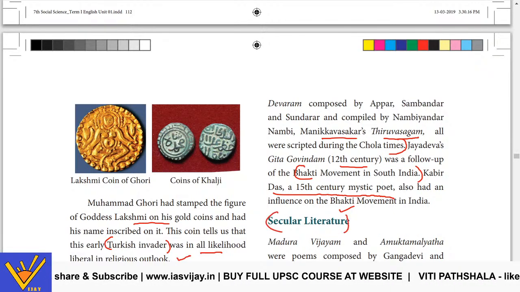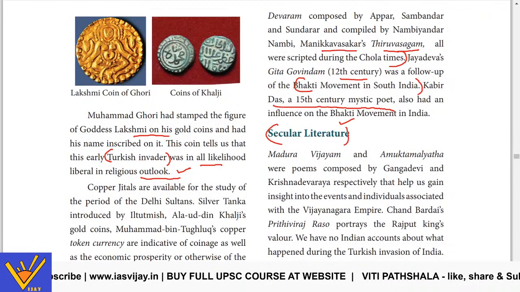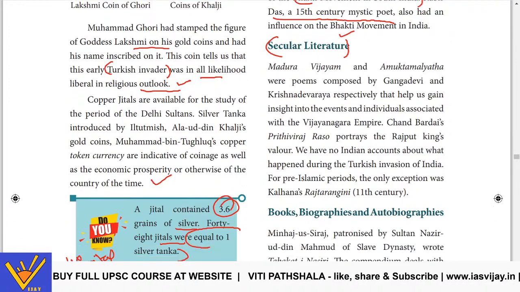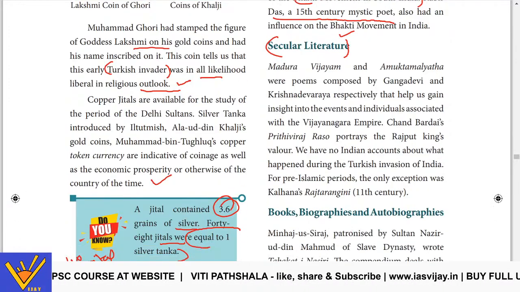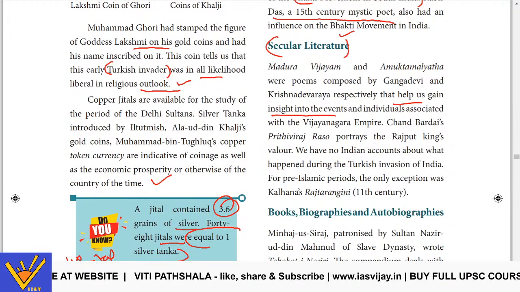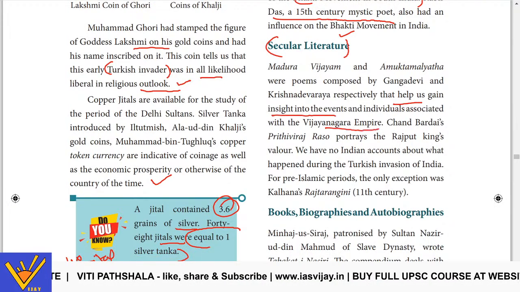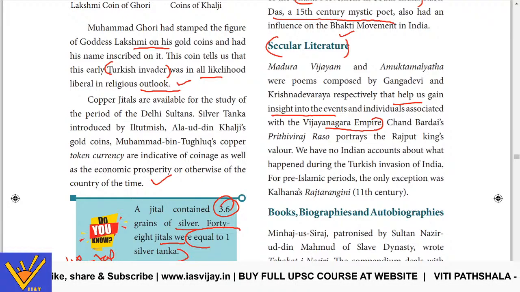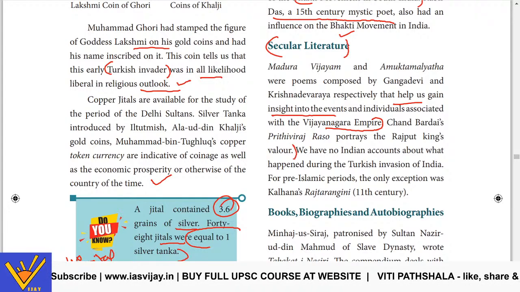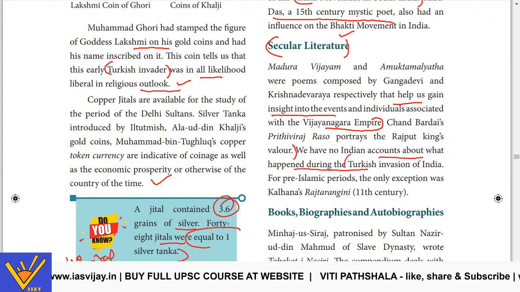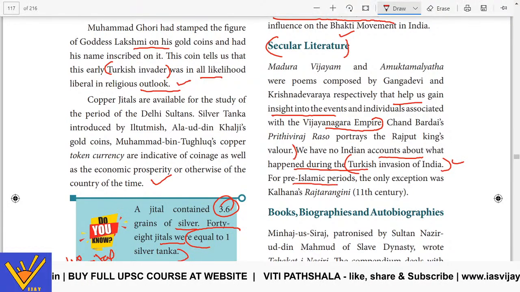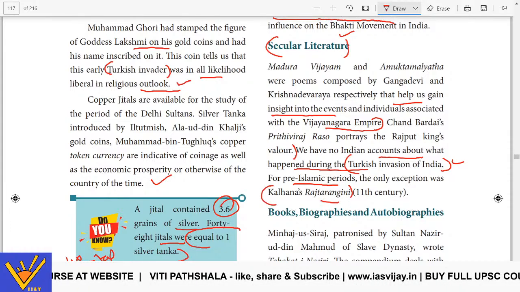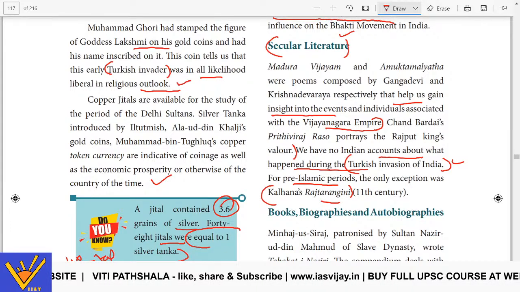Now secular literature: Madhur Vijayam and the Amukta Malyada were poems composed by Ganga Devi and Krishnadeva Raya respectively, which help us gain insight into the events and individuals associated with the Vijayanagar Empire. Chand Bardai's Prithviraj Raso portrays the Rajput king's valor. We have no Indian account of what happened during the Turkish invasion of India. For the pre-Islamic period, the only exception was Kalhana's Rajatarangini, from which we came to know about it.